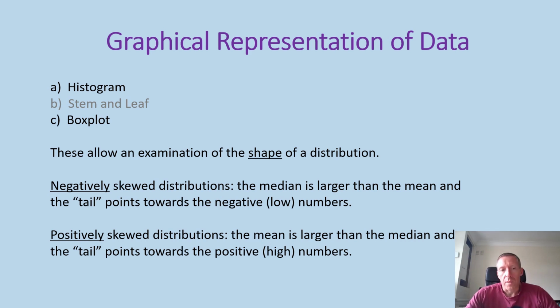Alternatively, they could be positively skewed distributions. In this case, the mean's larger than the median because the mean's been pulled up by kind of extreme scores in a long tail at one side of the distribution. And the tail in that case points towards higher numbers.